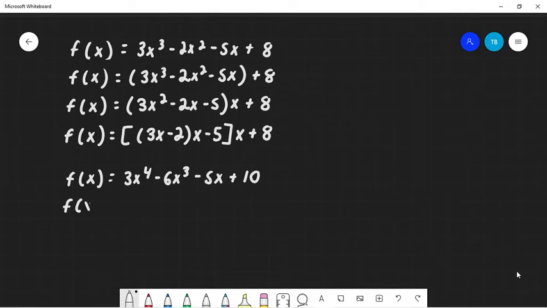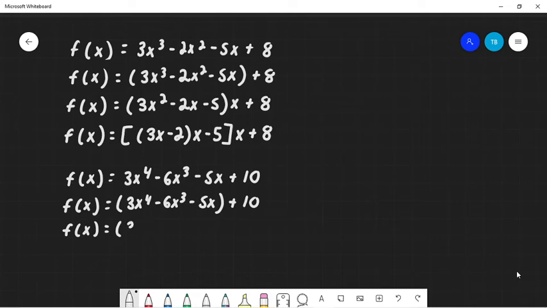So we have f of x equals parentheses 3x to the 4th minus 6x cubed minus 5x, close parentheses, plus 10. Then we'll factor out an x. F of x becomes 3x cubed minus 6x squared minus 5. There's the x we factored out, plus 10. Then we'll go back to the expression in parentheses.